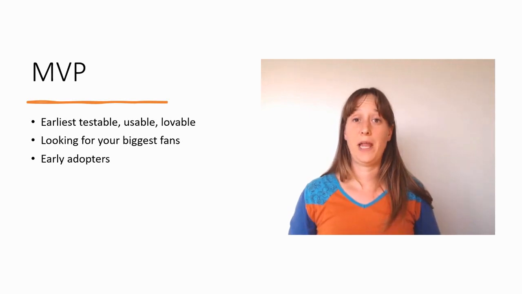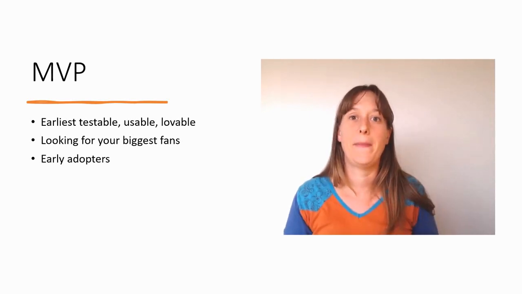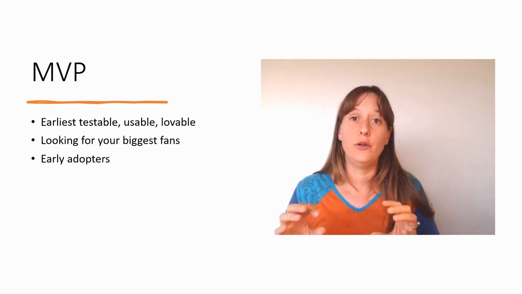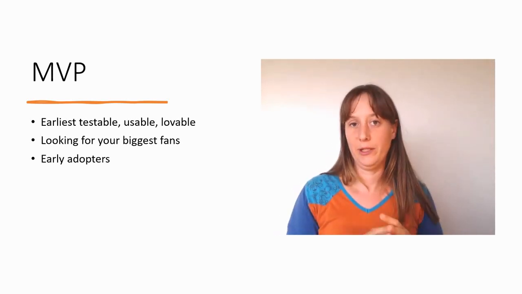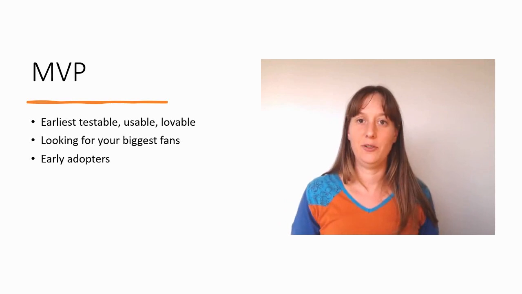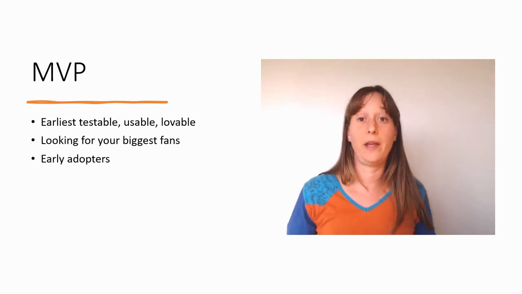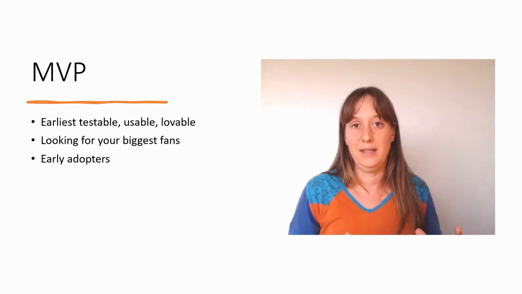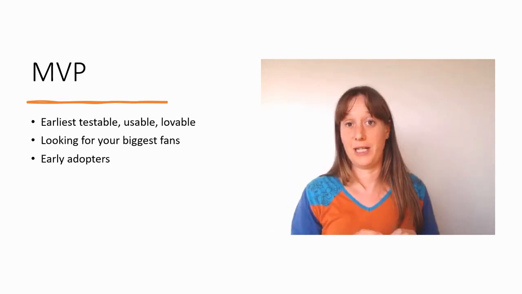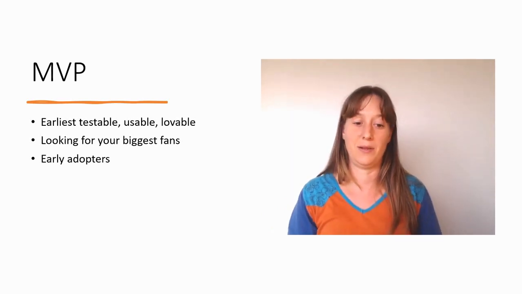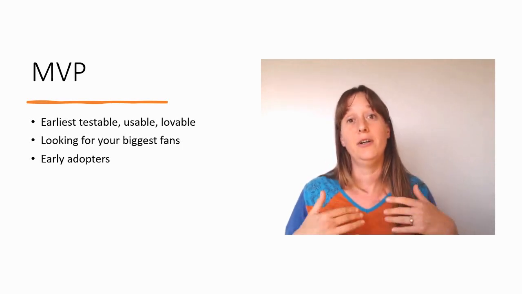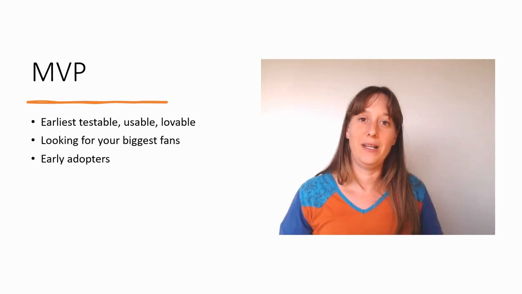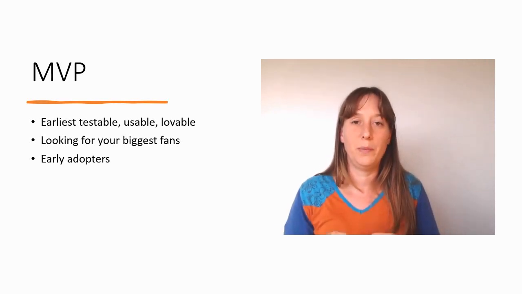So in terms of an MVP, it's very good to think about what's the earliest testable value that we can actually test in order to get an idea if this is working or not working, or we need to adjust, and what it is that we need to adjust, rather than if we need to adjust something. So think about the earliest testable, the earliest usable, and the earliest lovable. So what would people really love?